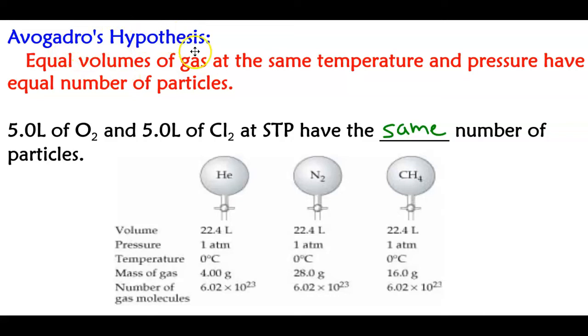Avogadro's hypothesis states that equal volumes of gas at the same temperature and pressure also have an equal number of particles. So if you have 5 liters of oxygen and 5 liters of chlorine, and they're both at STP, then they're going to have the same number of particles. Equal volume means equal amounts of the gas.